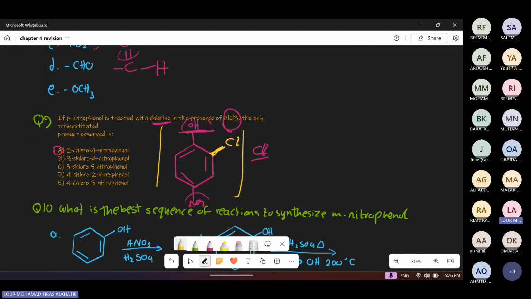How will we name it? Let's see. We start from this guy. This is 1, 2, 3, 4, 5, 6. This chloro will be in location number 2, and then this guy will be location number 4. So it will be 2-chloro-4-nitrophenol. Why didn't we put the chloro here, at 6? It's the same. It's the same, exactly.